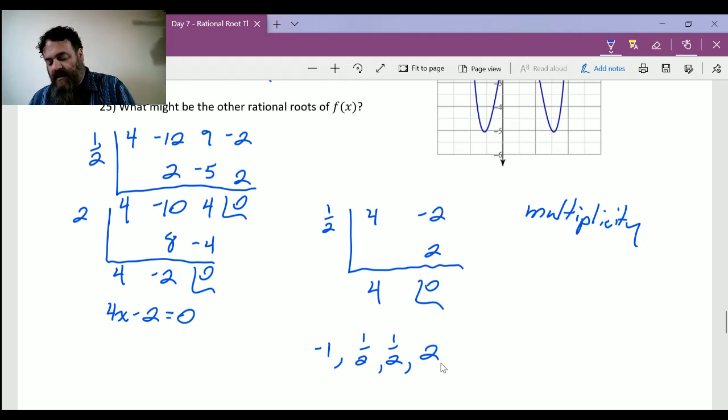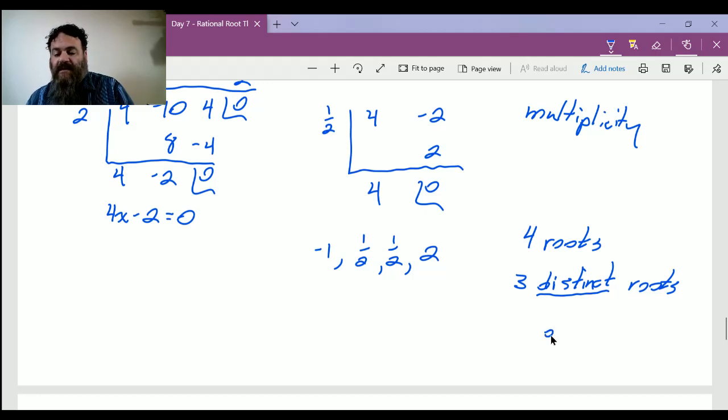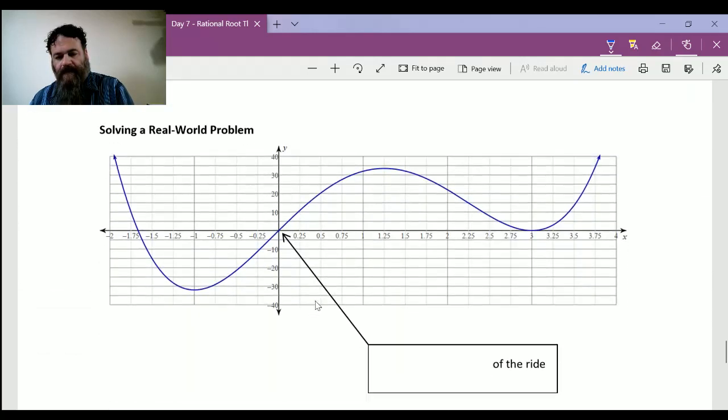Alrighty. So while this one has 4 roots, it has 3 distinct roots. Distinct meaning the same thing as different. There's only 3 different numbers listed, even though there are 4 of them, because the 1/2 is counting as 2 of the roots. So there's 3 distinct roots. All right.